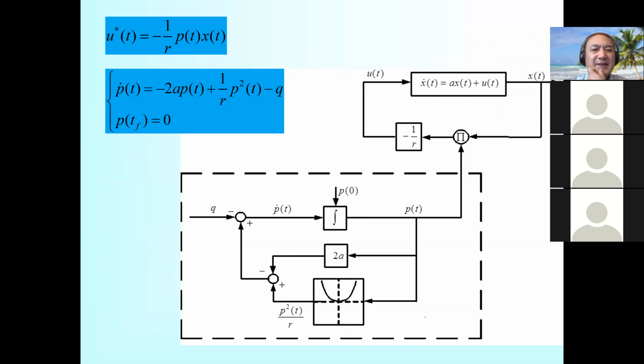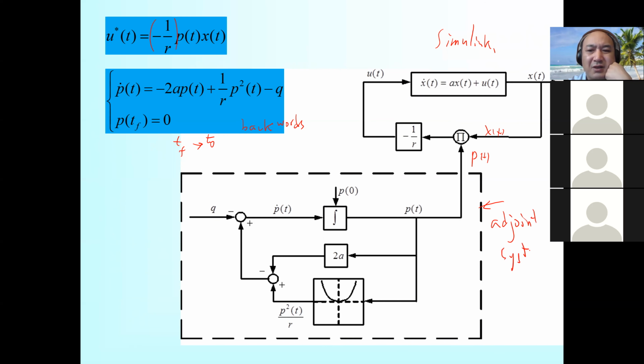So in this case, if you use Simulink, let's say, what should we do in Simulink? We should solve this one backwards. Okay, backwards. You basically should integrate the system from t to 0. Okay, here is my gain. It's this one, this term. This is my p(t). This is my x(t). So that's to feed this one. To feed this is like what we call an adjoint system.